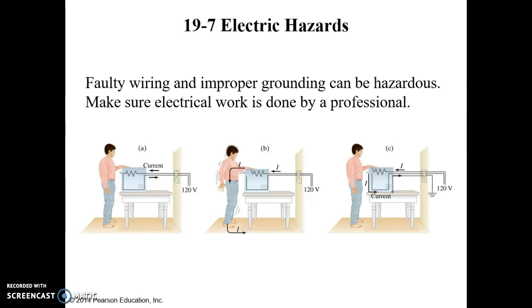However, most heavy-duty appliances have a third prong, acting as an extra ground in case any wire breaks in the device. And if you're touching the device, as seen in Figure C, you won't get shocked because of that third prong.